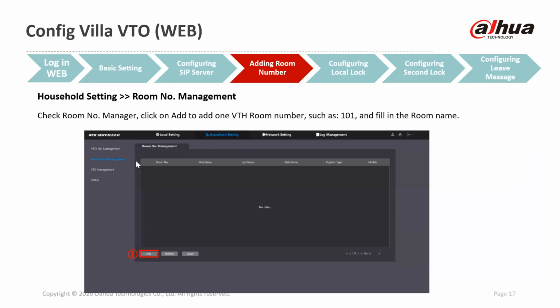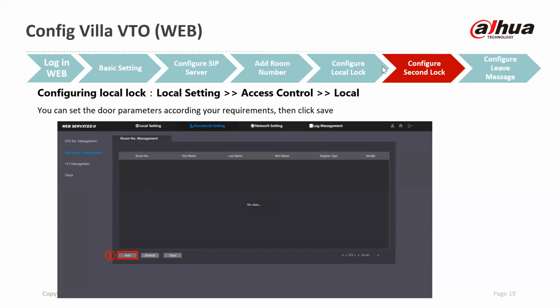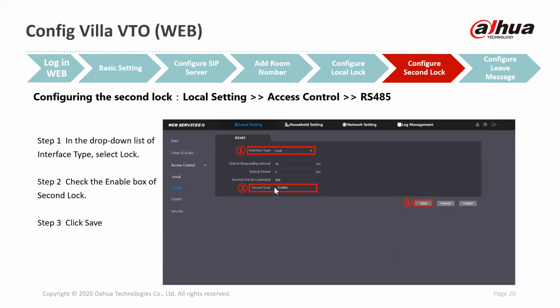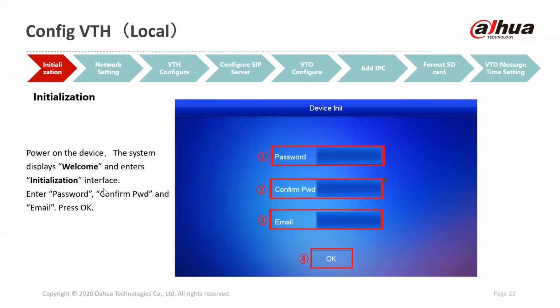So when you add the room numbers, you check the room number and add one VTH room number such as 101 and fill the room number name. Then configure the second lock: interface lock, second lock, enable, save, then enable leave message to upload the function, click confirm. So that was the VTO.